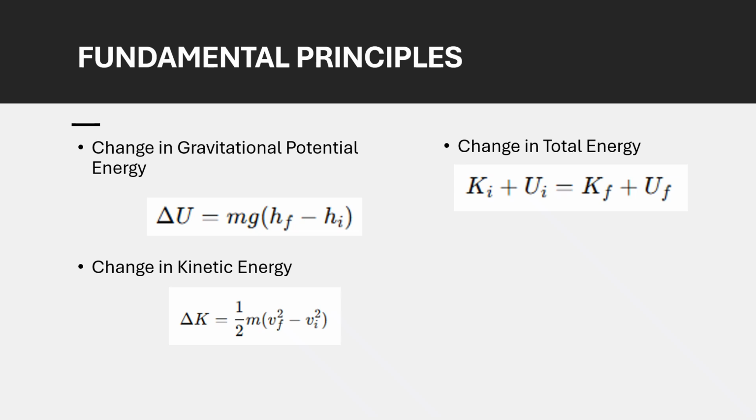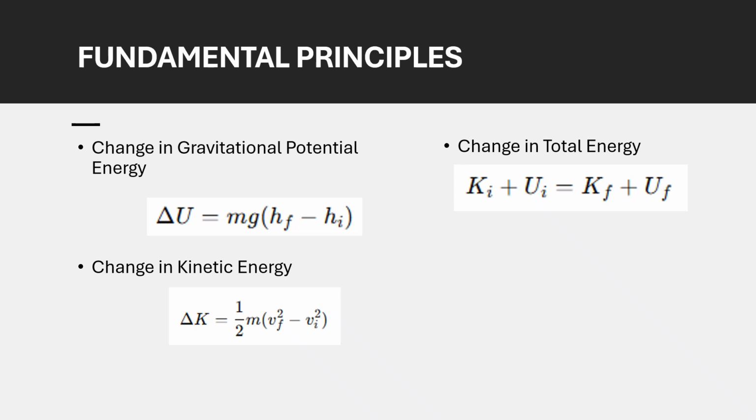Some fundamental principles behind this lab. First off, we have change in gravitational potential energy, in which we have delta U equals mass of the object times gravity times the change in height. We also have change in kinetic energy, which equals 1/2 times the mass of the object times the final velocity squared minus the initial velocity squared. And then finally, we have the change in total energy.